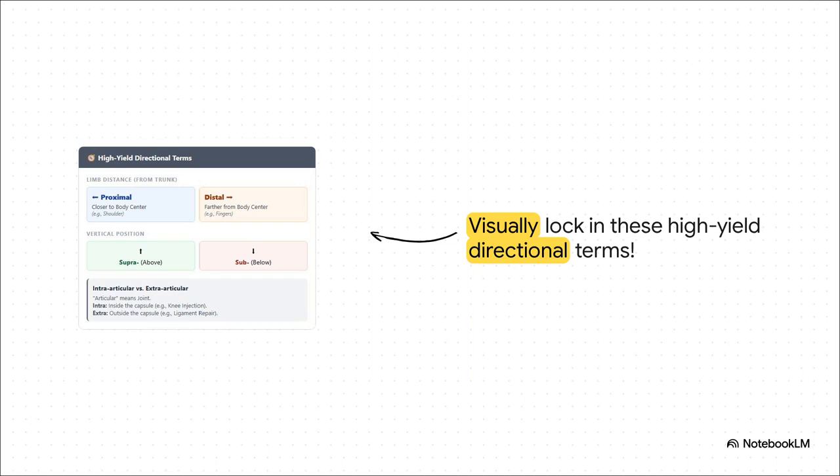You really want to lock these spatial cues into your brain. Knowing your medial from your lateral is absolutely crucial. And understanding that ipsilateral means the same side, while contralateral means the opposite side, that knowledge is literally a game changer when you're filtering through dozens of CPT codes trying to find the one perfect match.